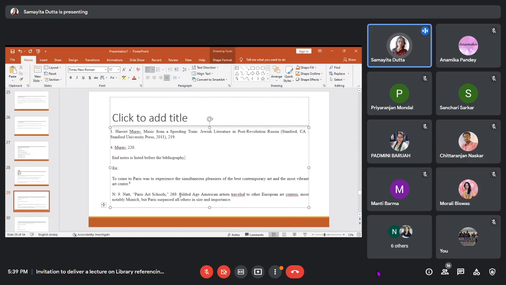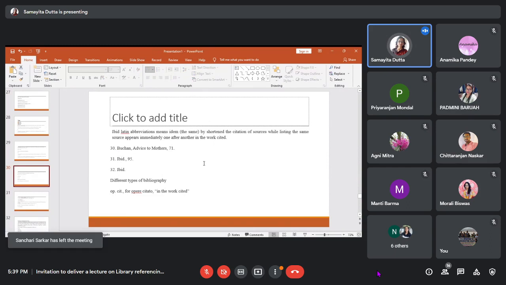Another thing used in notes: Ibid., Op. cit., and Loc. cit., which are utilized in footnotes. Ibid. is a Latin abbreviation. It is used when the citation of a source appears immediately one after another in the work cited.